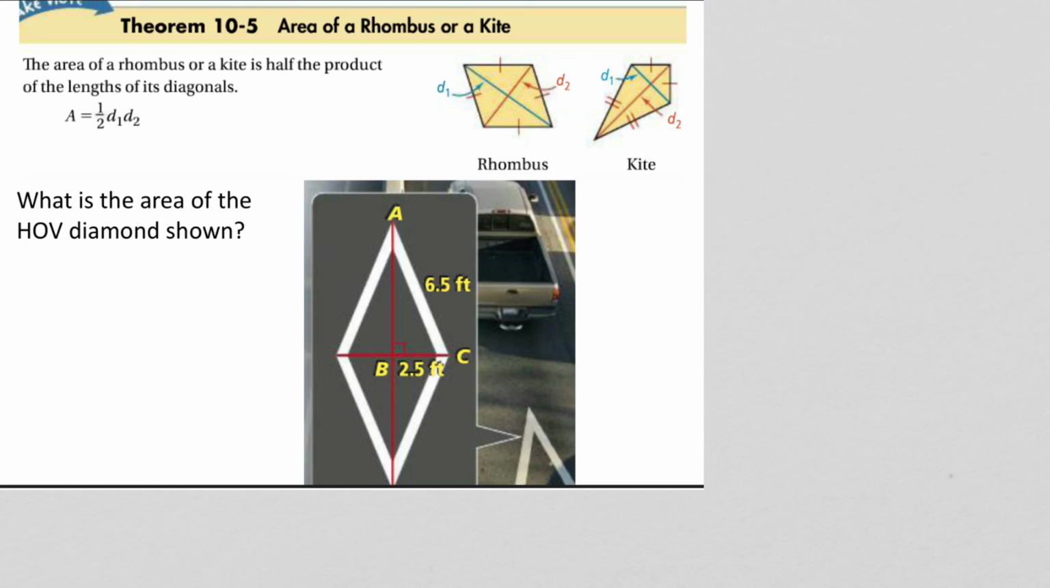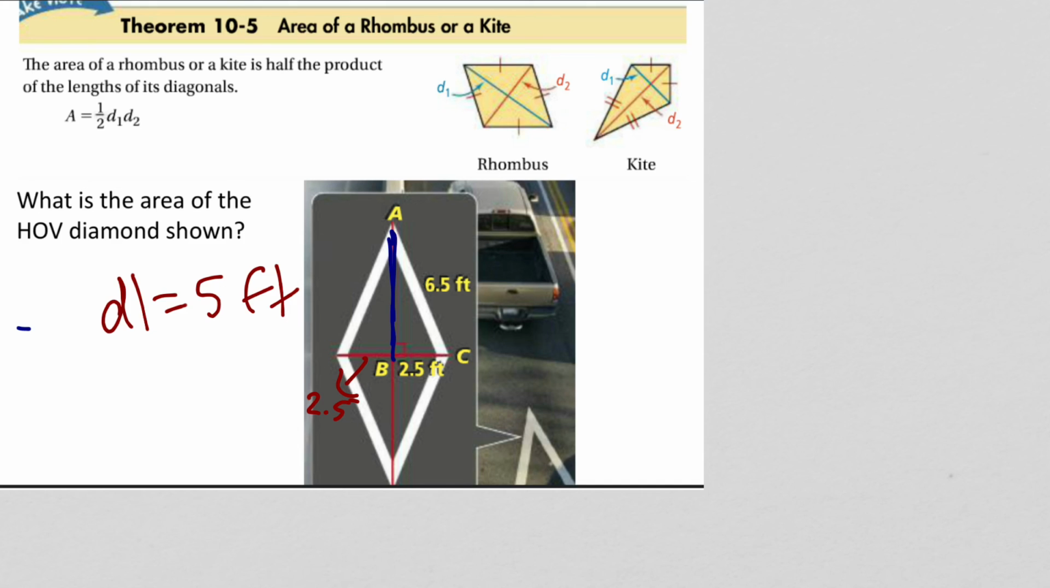So let's see, what is missing? Well, we need this whole diagonal here. Well, we know this piece here has to be 2.5. Let's do it in red. So this piece here is 2.5. So this whole diagonal, 2.5 plus 2.5, let's call it diagonal 1, is going to be 5 feet. We still need to figure out this side right here, which I'm doing in blue.